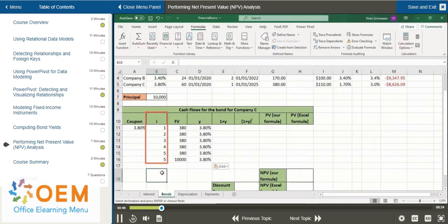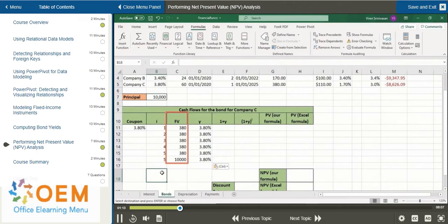And then we have the various periods. Those are denoted by the letter i, and they number from 1 through 5. So these values tell us how many years from now we are going to get these cash flows. If you're wondering why the value 5 appears twice in row 15 and row 16, that's because at the end of the 5th year, we are also going to get back our principal, that's $10,000.